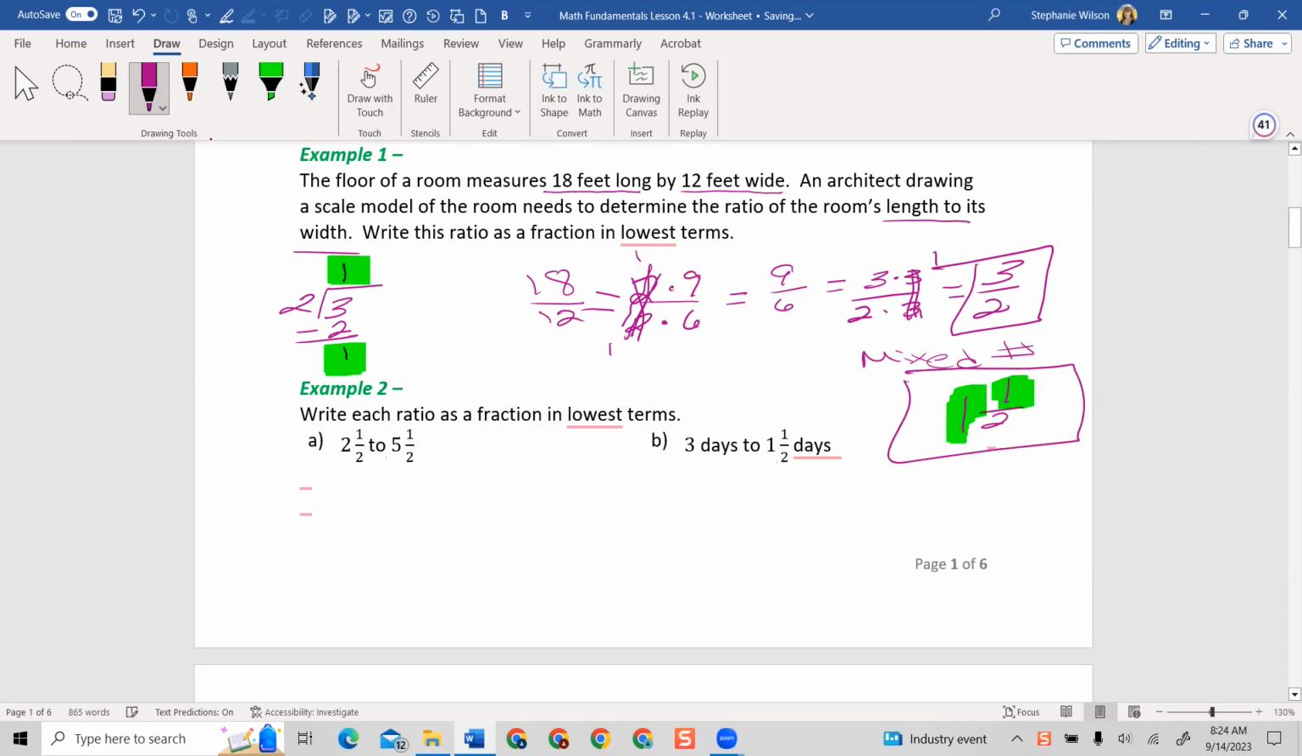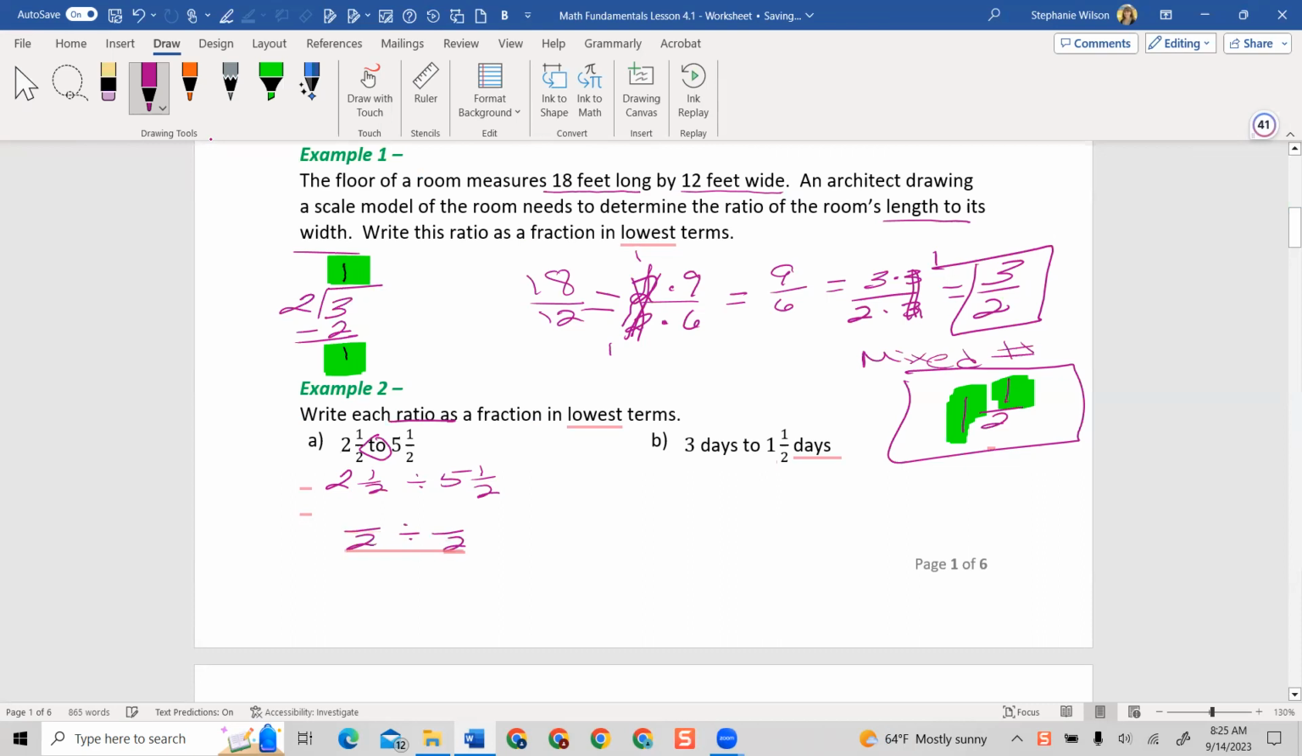All right, so the next one says, write each ratio as a fraction in the lowest terms. The word "to" is telling me that it's division. Ratio told me it was division because it's a fraction. So I have 2 1/2 divided by 5 1/2. First thing I'm going to do is convert it to an improper fraction and then apply the rules of division of fractions. First thing I know is that the denominator does not change. So let's go ahead and write it down.